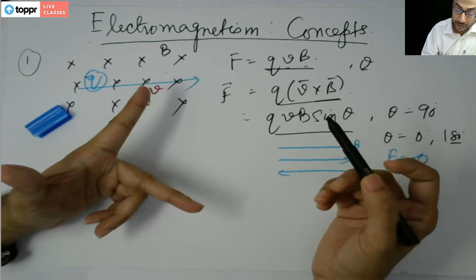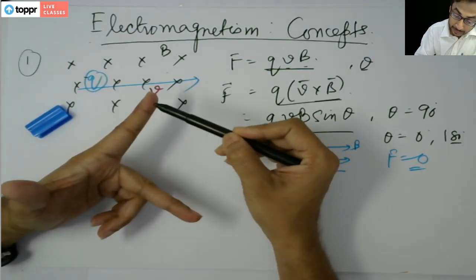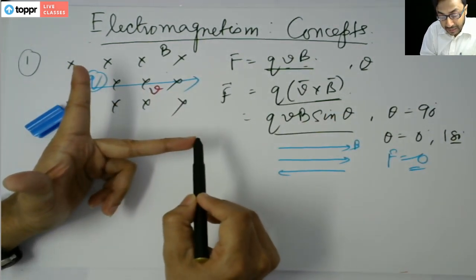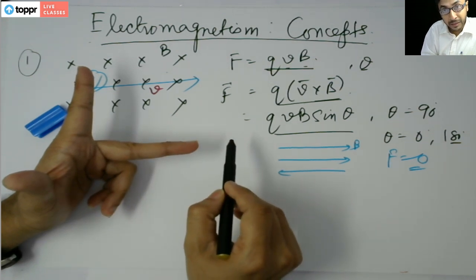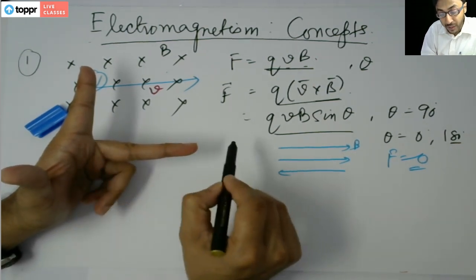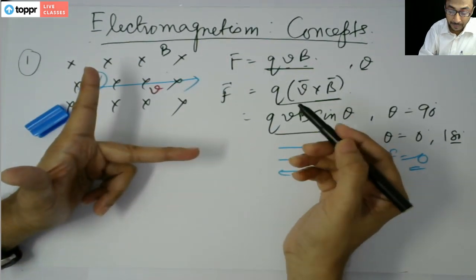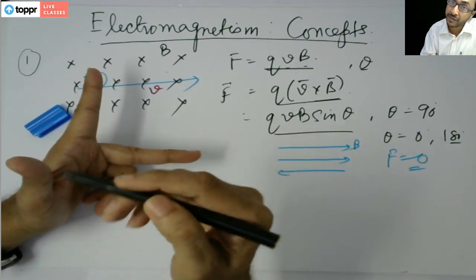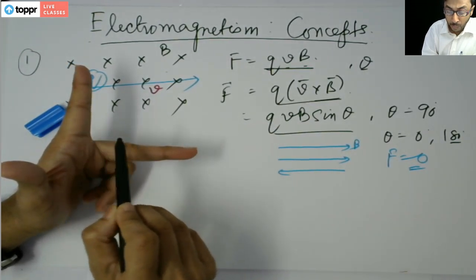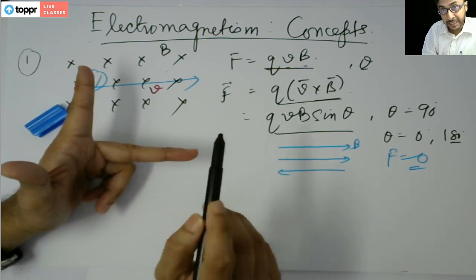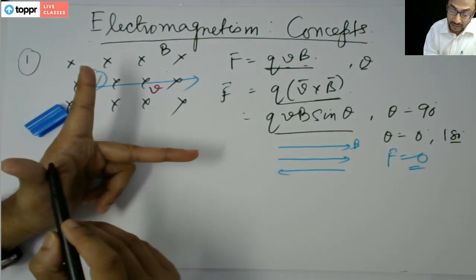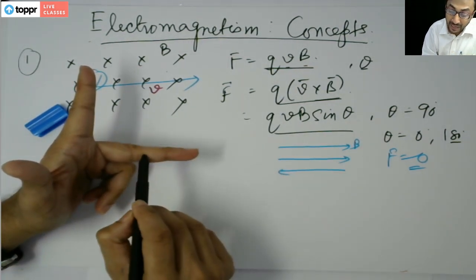In Fleming's left hand rule you must be knowing that the forefinger denotes the magnetic field, and the middle finger denotes the direction of the charged particle, right? If it is a positive charged particle, this is the direction. If it is a negative charged particle moving in this direction, we take the direction on the opposite side. And the third direction is the direction of the force. So you can see that a charged particle which has moved into a magnetic field at an angle of 90 degrees will experience a force which is 90 degrees to both the magnetic field as well as its velocity.